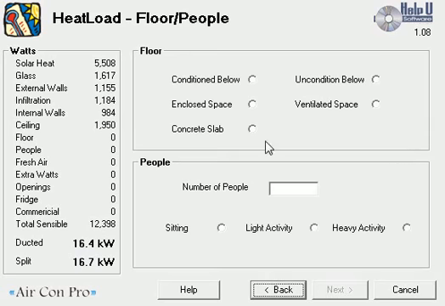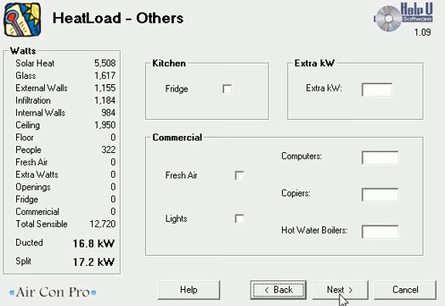Now, then we ask what type of floor you have. Is it a concrete slab? Is it up on piers? And also how many people you may have in your home. I'll put 4 people in, okay? So that there's light activity, so you're not running around in a gym or anything like that. We'll take into account your fridge. And you can see here now that if you want to have a 12 degree difference between inside and outside, you actually need 17.3 kilowatts to achieve that.